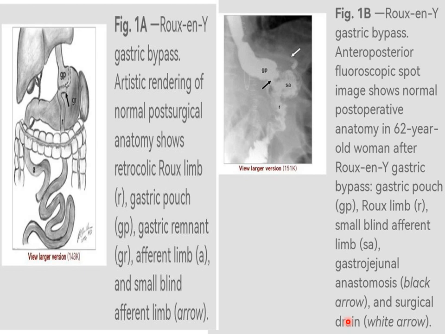Here, this is a barium meal and follow-through, showing the small gastric pouch as shown here. And just note, we can never use barium in these cases. Sorry, not barium, the water soluble contrast. This is the small gastric pouch, and this is the Roux limb. And this one is the small blind afferent limb, the gastrojejunal anastomosis in the background, and a surgical drain, the white one.